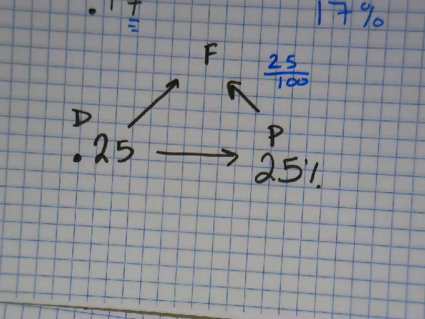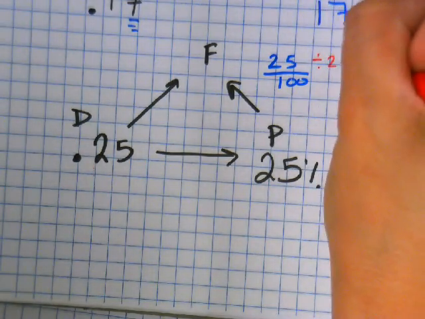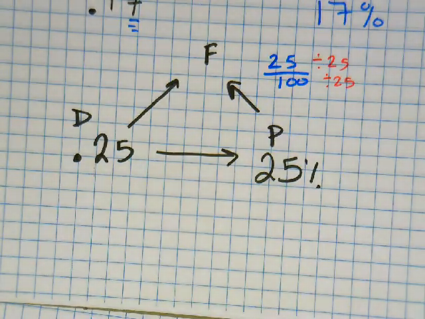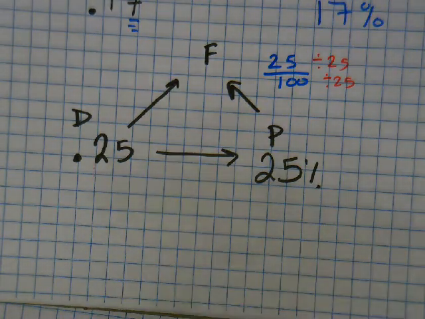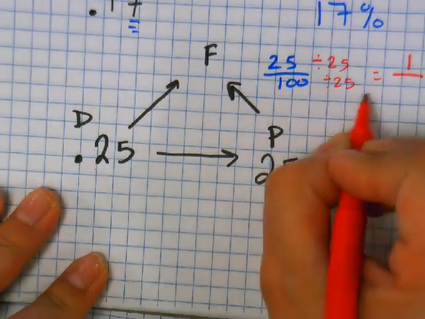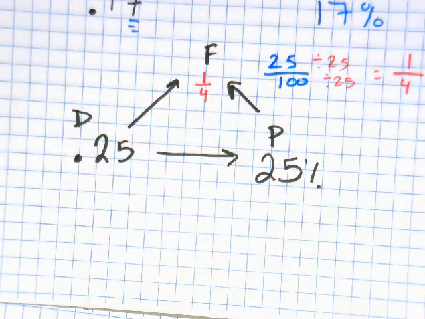We always want to score 100% on our test. Now you look at 25 over 100 and you're like, oh, I can simplify. What can I simplify 25 and 100 by? Not 4, not 20. By 25. Could you have chosen 5? Yes, but you would have worked harder. 25 divided by 25 is 1. 100 divided by 25 is 4. So our fraction would be 1/4.